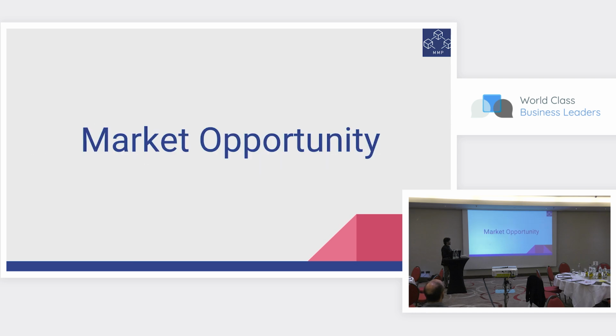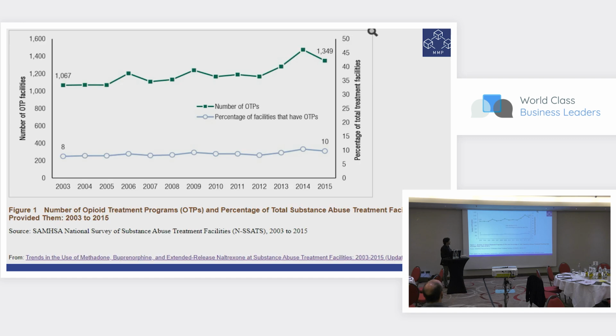So just to give an idea of the market opportunity that we have. As you can see, the number of opioid treatment program facilities in the US was almost 1,300 up to 2015, and it has only increased since that point. So there are a lot of hospitals in the United States which use opioid treatment programs, and all of them have their own PDMP in each state.